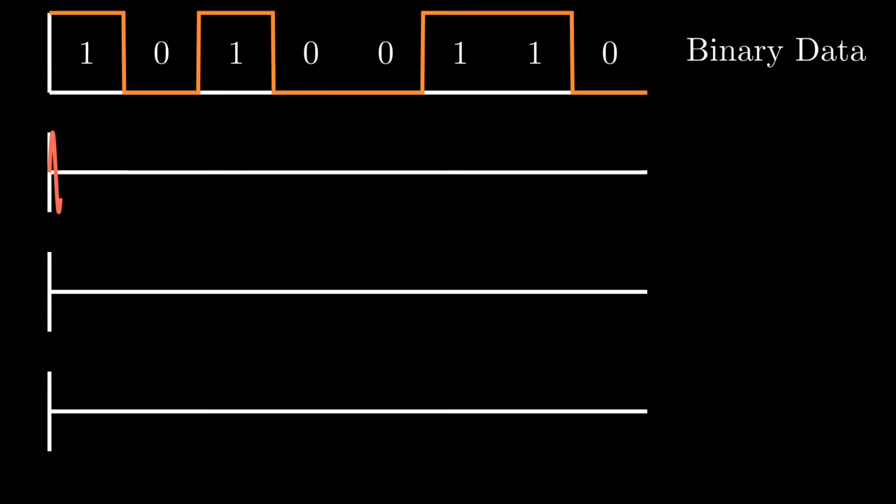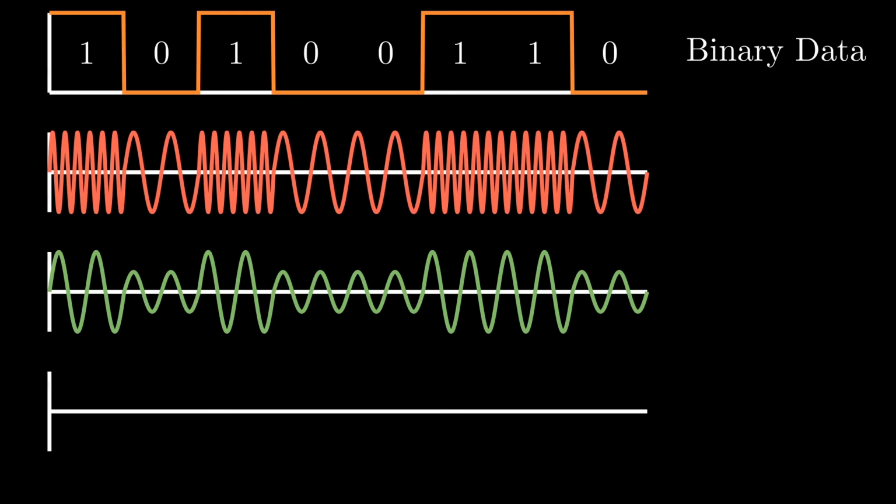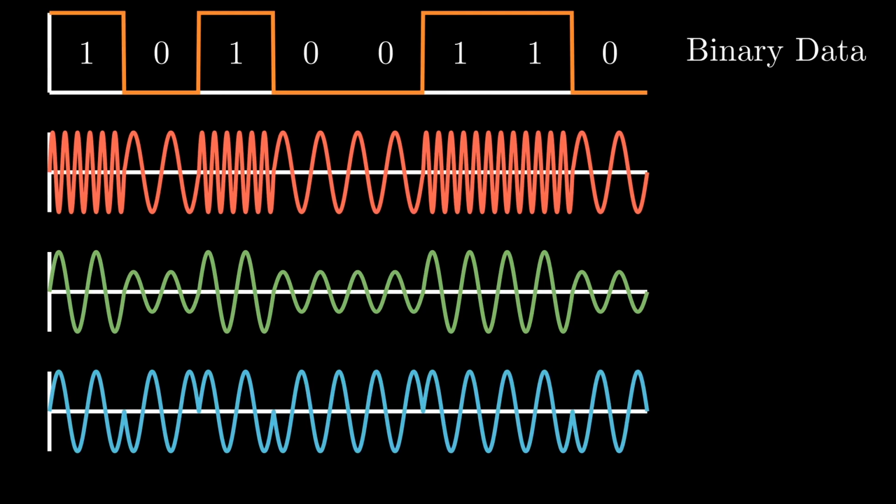Perhaps we could make the wave higher or lower frequency. Perhaps we could scale the wave up and down. Perhaps we could shift the wave forward or back. Each one of these methods is a different modulation scheme, and when you apply them to radio waves instead of sound waves, you get common wireless protocols you might have heard of.